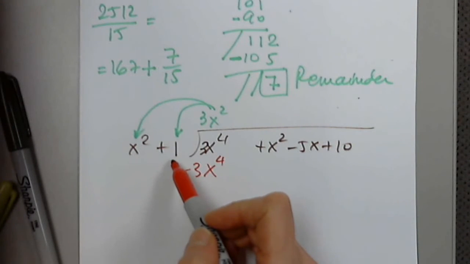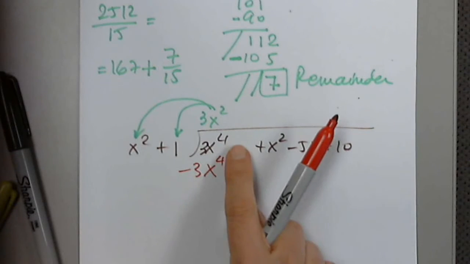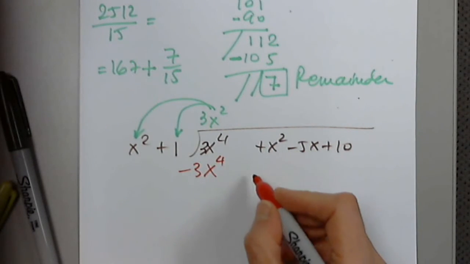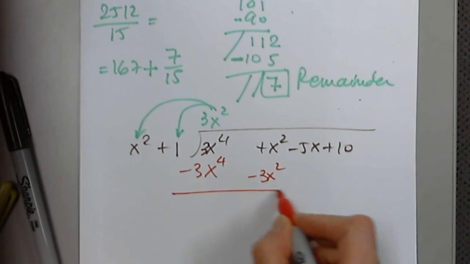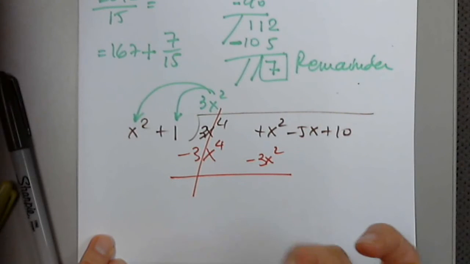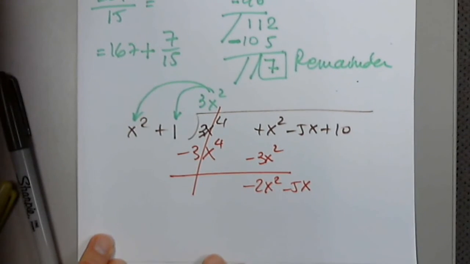3x squared times 1. 3x squared. But I have to change the symbol. And I cannot write it here. I have to write it under x squared. So negative 3x squared. Perform the operations I see. Negative 2x squared. Bring down the next in line.